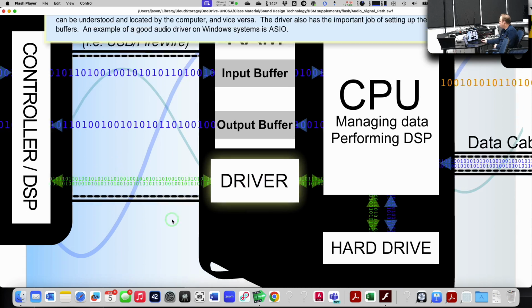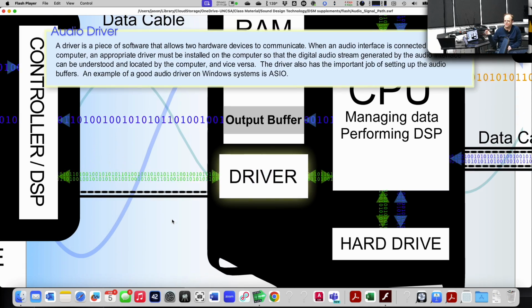There is a thing called a driver, which is a piece of software that sits on the computer that tells the computer how to talk to your audio interface.